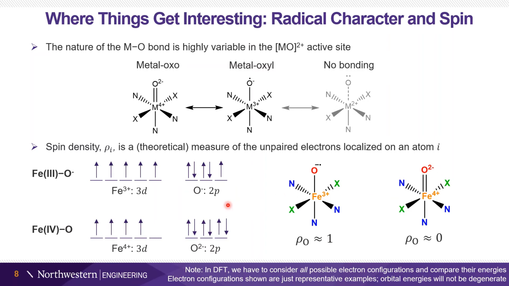I should mention that we can compute the spin density on other atoms in the MOF as well, such as on the metal centers, which will tell us how many unpaired electrons there are localized on that atom. So in this toy example, if we take a look at the iron(III) oxyl radical, where I've arbitrarily drawn the iron(III) species as being in the high spin state, in this case, the iron would have a spin density of about 5, and in the iron(IV) oxo species, that spin density on the iron center would be about 4.